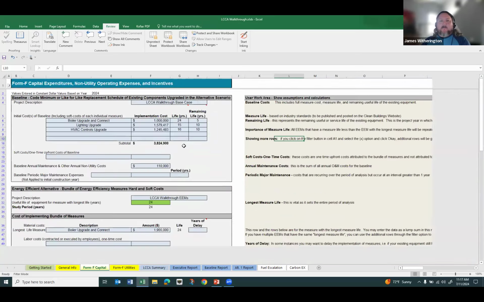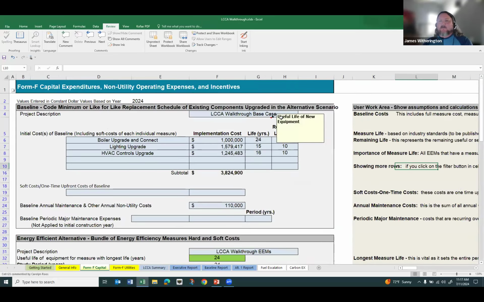But I want to make sure folks can see the tabs here as I'm going through. So the first thing you have in your capital tab, which really is your cost tab, is your baseline. So you provide a project description, and then for each EEM, you would enter in your EEM title, and you can label this EEM 1, 2, 3, or whatever you need. You have your implementation cost, your life in years, and your remaining life in years.